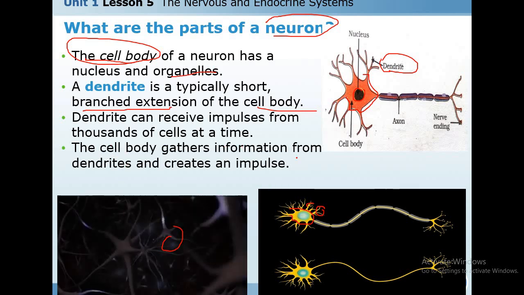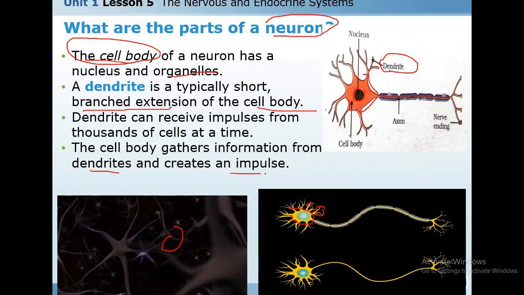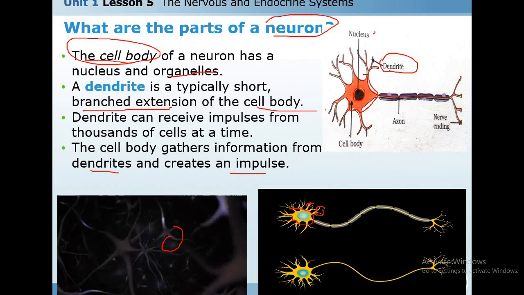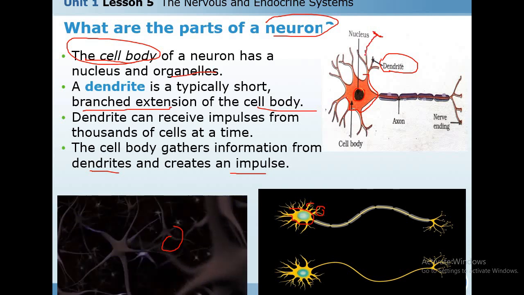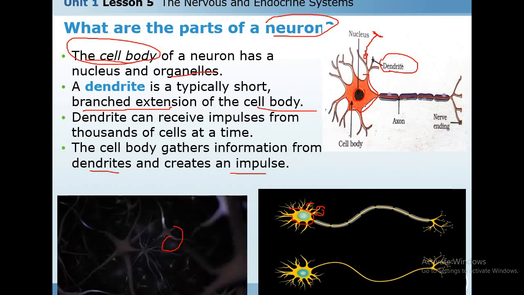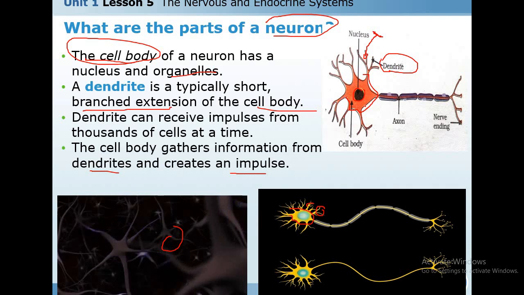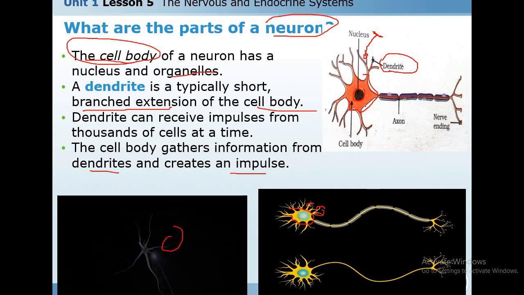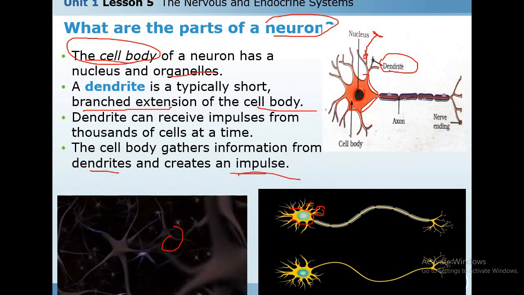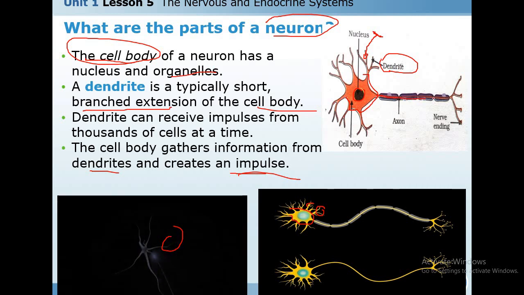The cell body gathers information from the dendrites and creates an impulse. So the function of the cell body is to take in information. For example, this is information. The dendrites take information and then move it through the cell body. So the cell body takes information from the dendrites and creates an impulse, or an electric message. This impulse moves through the axon.